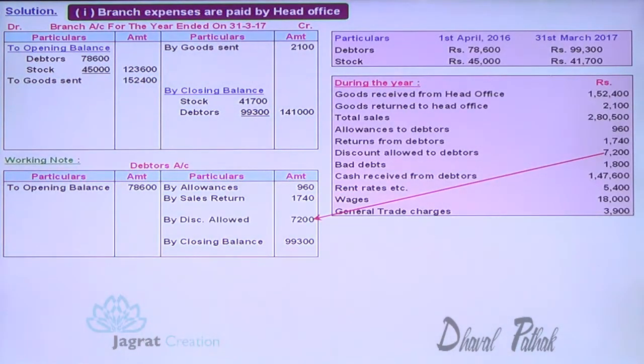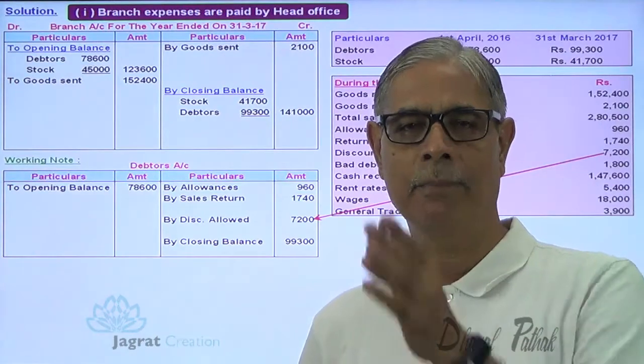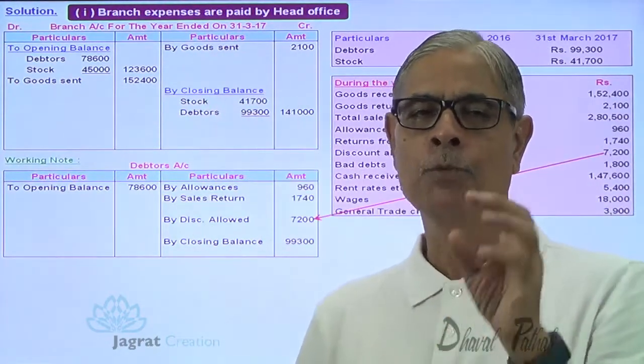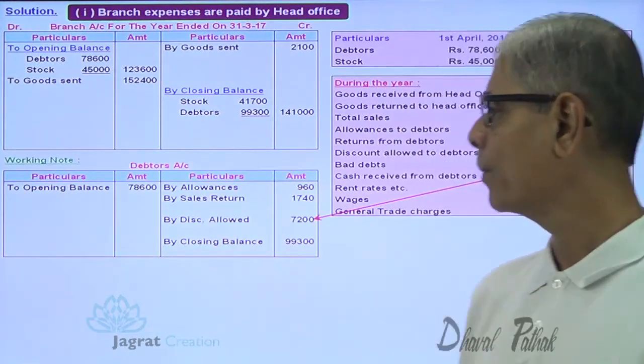Similarly, bad debt, discount allowed to debtors. It is a transaction between branch and customer, not a transaction between branch and HO. So this discount allowed will not be recorded in this branch account. It is recorded in a working note that is known as debtors account.